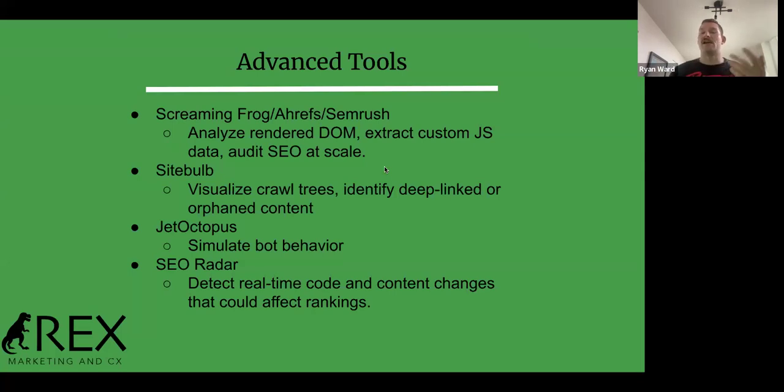Jet Octopus, another great tool to simulate bot behavior. So again, this can be a tool to help you understand what crawlers are actually seeing when they come to my site and are crawling it, because that's obviously what's going to matter when it comes to your rankings and what's being shown in Google. And then SEO Radar. SEO Radar can help detect real-time code and content changes that will affect your rankings.